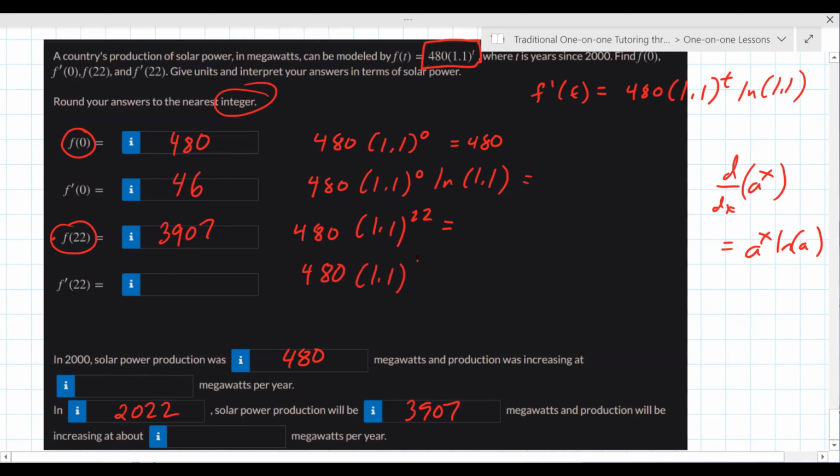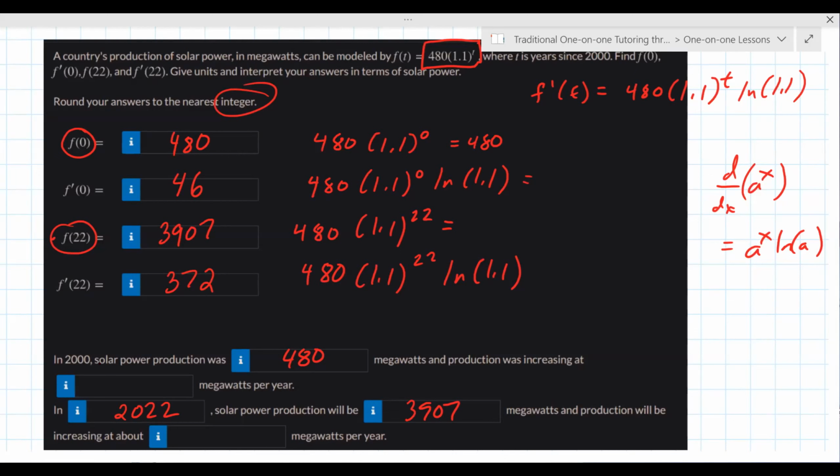And then the next one is f prime at 22. It's the same formula. You're just using 22 instead of 0 for your value of t. So I'll do 1.1 to the 22, you get that, you multiply by 480, and then you multiply this big number times natural log of 1.1. All right, I end up getting 372.